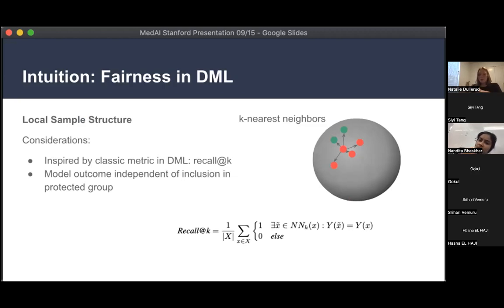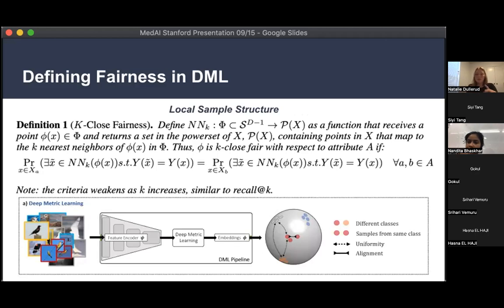In other words, we average the binary variable of whether or not each data point has a data point in its k nearest neighbors of the same class over the data set as an accuracy measure. And obviously, the magnitude of the locality depends on the choice of k. This definition is partially inspired by this most common metric in deep metric learning, but also aligns with conceptualizations of fairness in classification, in that a model outcome should be independent of inclusion in a particular subpopulation. So we desire that the probability that there exists a sample of the same class in a given data point's k nearest neighbors is equal across all subpopulations. That's defined here. And the way that we empirically quantify this is we compute the performance gap according to recall at k across subgroups.